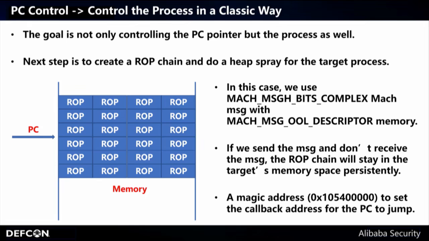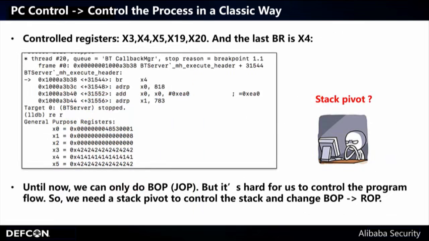Then we can use a magic address, for example, in this case 0x1054.0.0.0, to set this callback address, and the PC can jump to this address. It will point to a ROP chain. So after we trigger the vulnerability, we can control the following registers, and the last BR is X4. So now we can do JOP or COP.